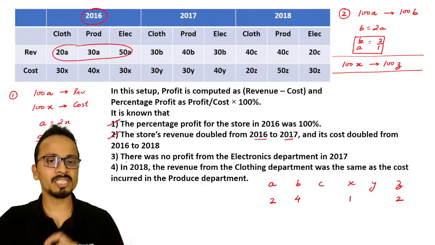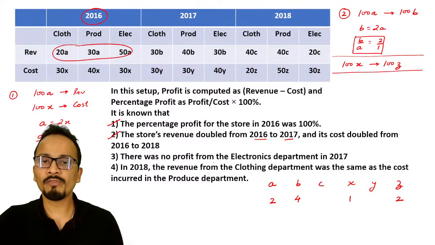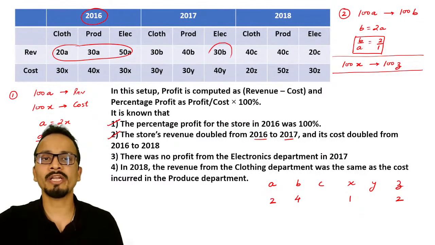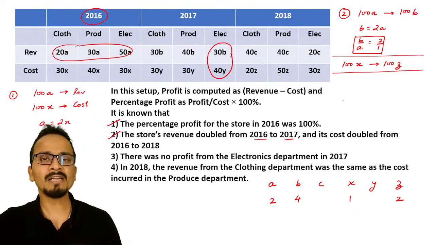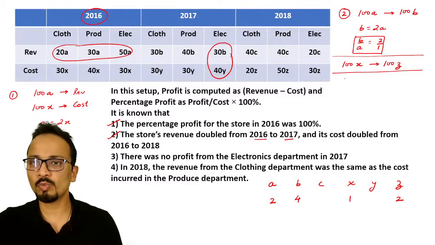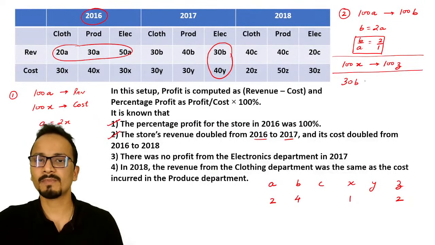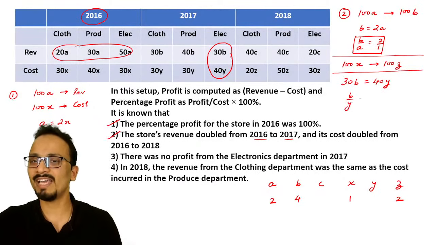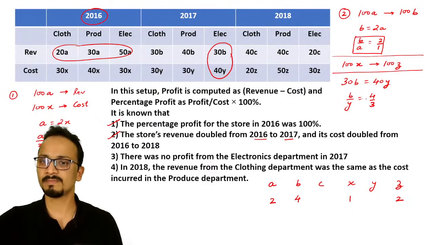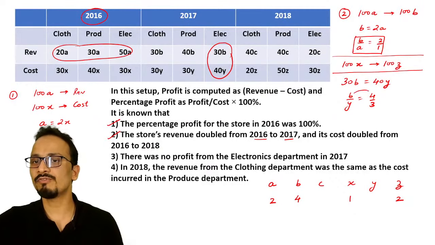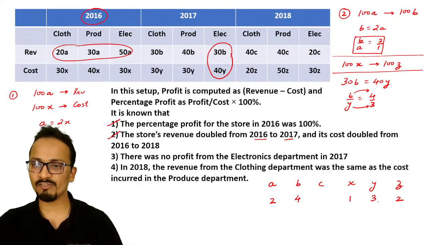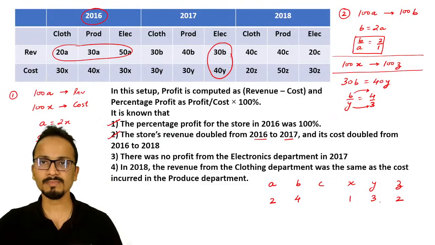Now next is statement number 3. There is no profit from electronics department in 2017. Now 2017 में electronics department से कोई profit नहीं है. So that means the revenue and cost should be equal. So 30B should be equal to 40Y, right? So B upon Y is equal to 4 upon 3. Okay, so if B is 4, then Y will be equal to 3. I have got the value of Y as well, right?